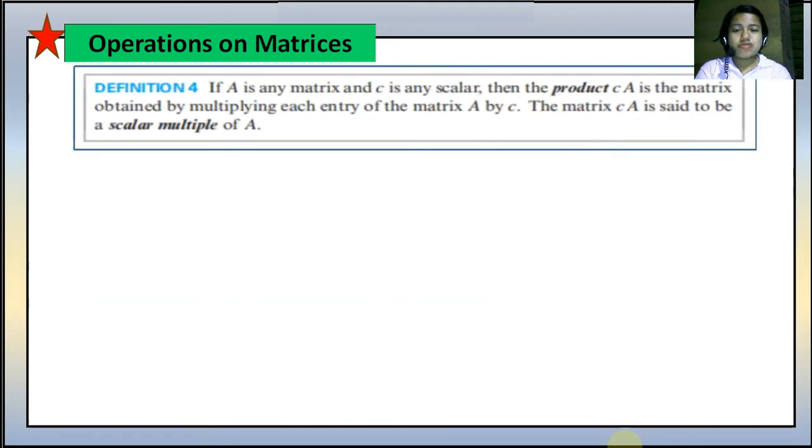Then we'll proceed to definition 4. If A is any matrix and C is any scalar, then the product CA is the matrix obtained by multiplying each entry of matrix A by the scalar C. Then the matrix CA is said to be a scalar multiple of A.